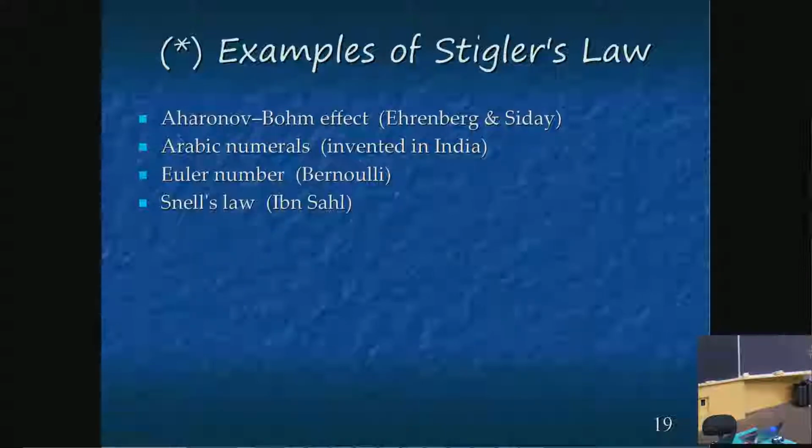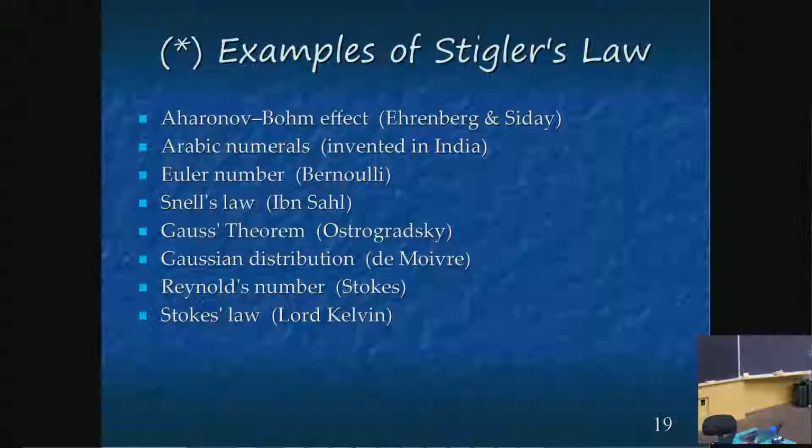For example, the Aharonov-Bohm effect, which was proposed by Ehrenberg and Siday. Arabic numerals were invented by Indians. Euler number was Bernoulli. Snell's law was Ibn Sahl. Gauss theorem was Ostrogradsky. Gaussian distribution was de Moivre. Reynolds number was Stokes. And Stokes' law was Lord Kelvin. So Stokes kind of got it away, one by one, just traded.